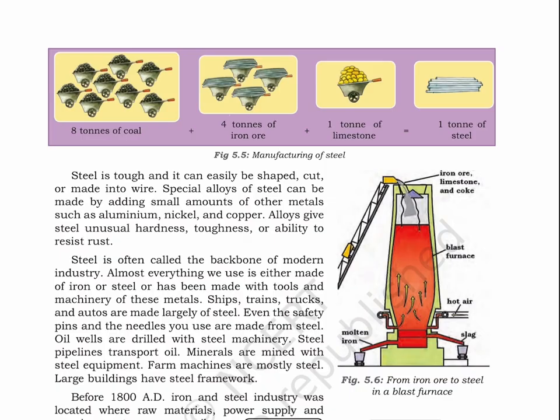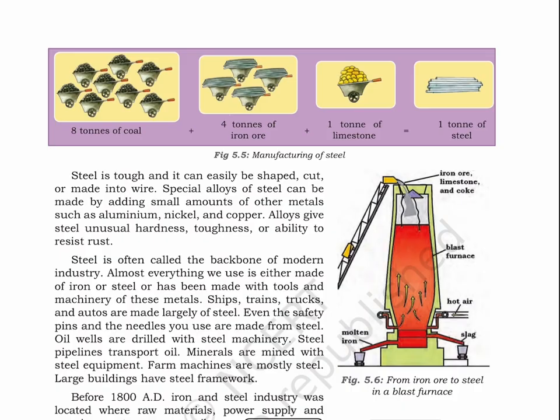Steel is tough and it can easily be shaped, cut, or made into wire. Special alloys of steel can be made by adding small amounts of other metals such as aluminium, nickel, and copper. Alloys give steel unusual hardness, toughness, or ability to resist rust.